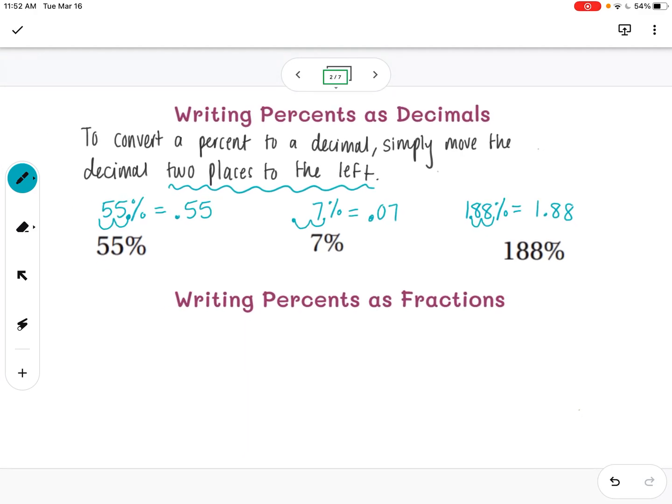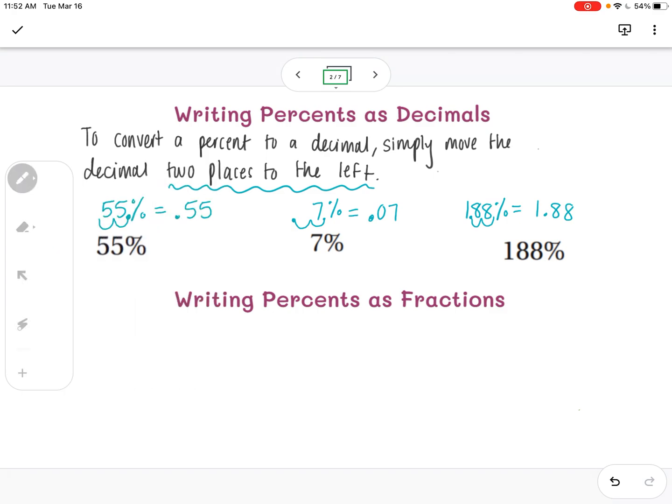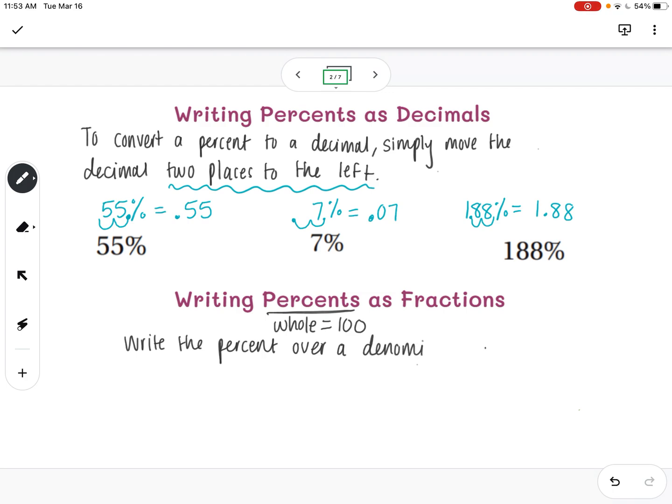All right, so let's talk about writing percents as fractions. So we talked about what a percent is. It's a part to whole ratio when the whole is 100, right? So since with a percent, the whole is always 100, to convert to a fraction, you are simply going to write the percent over a denominator of 100 and simplify. As simple as that.